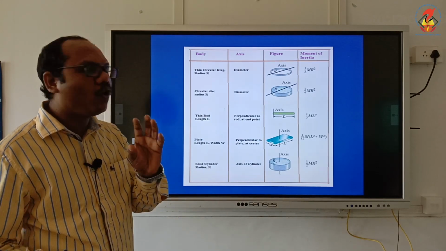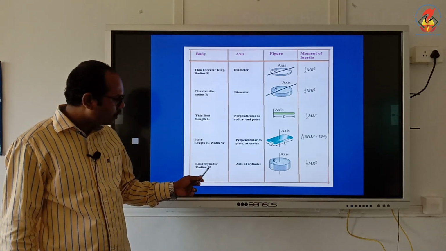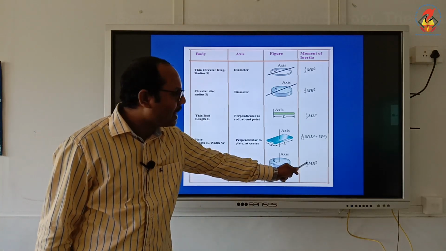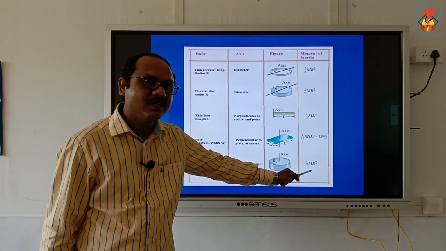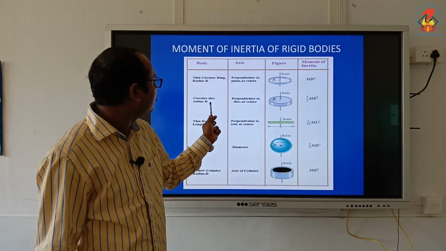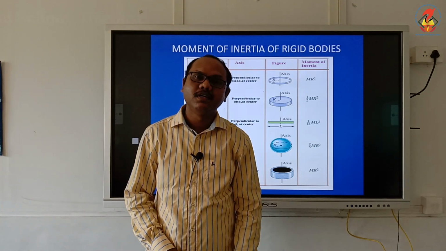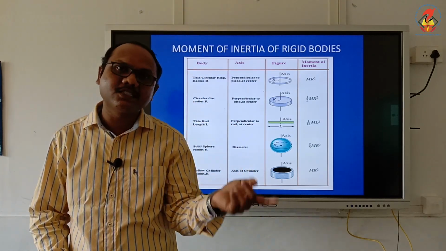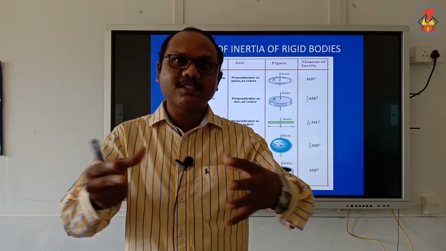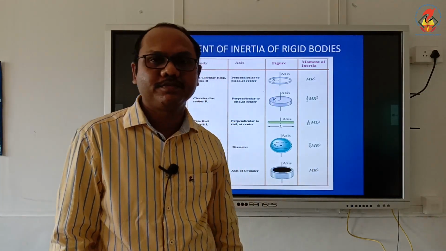Now instead of a hollow cylinder, if I am taking a solid cylinder, then the answer is half mr square. Now solid cylinder, half mr square. Now you see this circular disc, half mr square. That means circular disc and solid cylinder have the same moment of inertia. You take a solid cylinder, cut one slice, you will get a circular disc only.